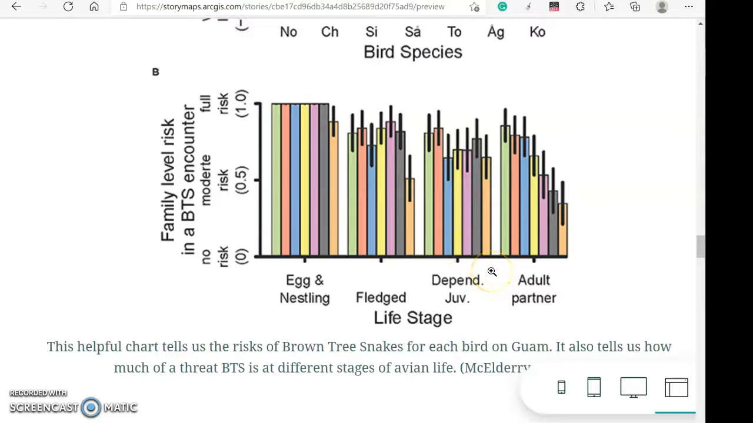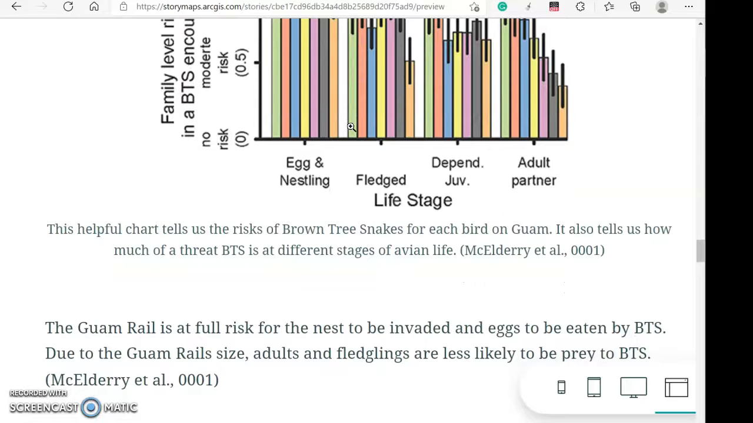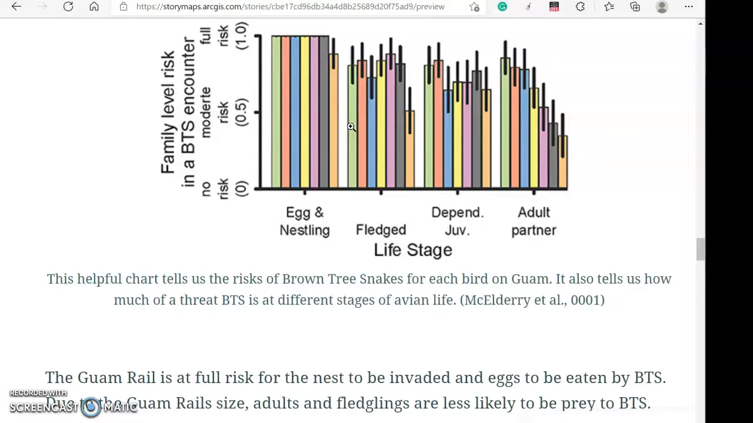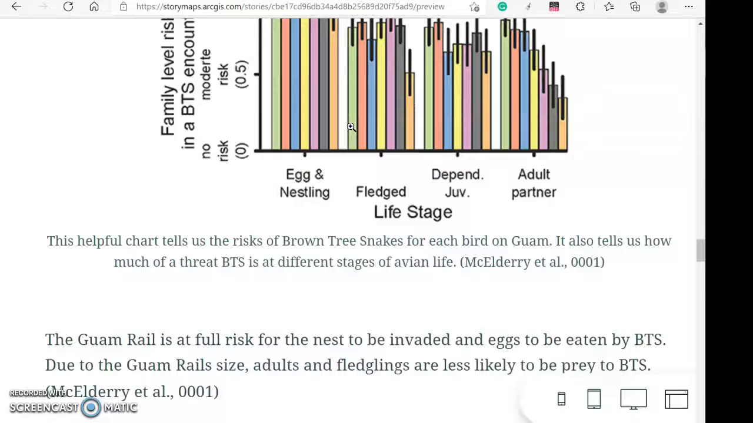So although the Guam rail is a flightless bird, they are able to attack small birds. They are able to attack small snakes, and that is not the case with the eggs, nests, and the fledglings. And the juveniles are still affected by the brown tree snake, but not as much as if they were eggs. And they nest on the ground, and that is why they make easy prey for the brown tree snake.